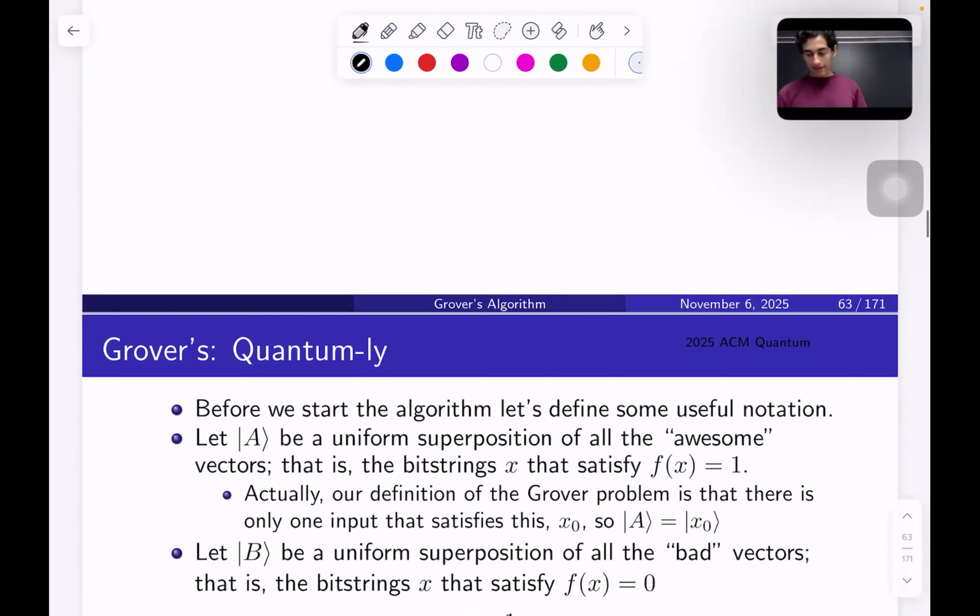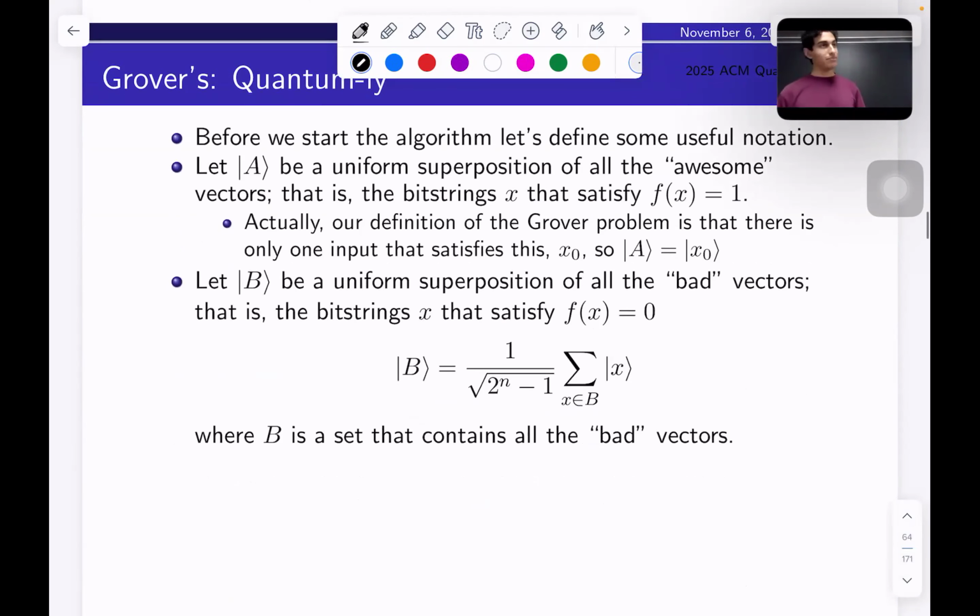And then B will be the exact same thing, but for all the elements out of n bit strings that return a 0 when you input them into the function. In this case, those are the other 2 to the n minus 1 bit strings, so it'll have 2 to the n minus 1 bit strings in it. We're going to do an equal superposition of them, which means we weight them all the same, which is that coefficient. And this notation just means we're adding all the vectors in that set.